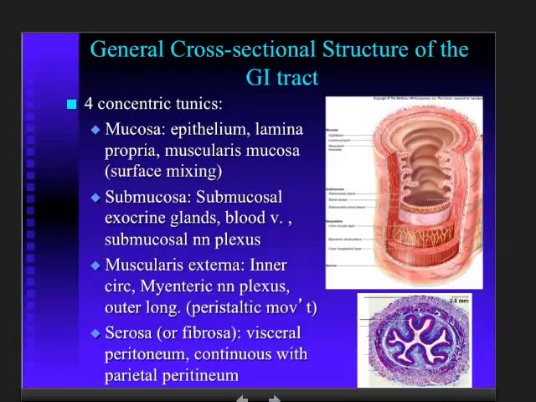I want to just, again, reiterate these 4 layers, sometimes called 4 tunics, 4 layers of the cross-sectional anatomy of the esophagus, of the stomach, small and large intestine. They all conform to this sort of 4-layer thing.